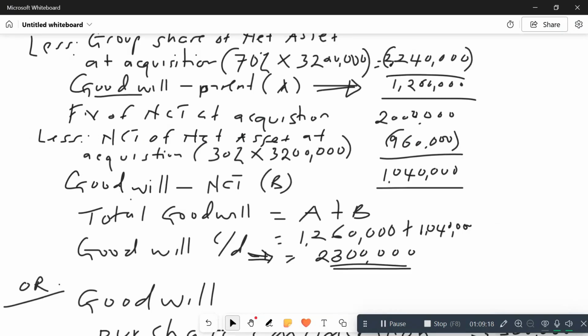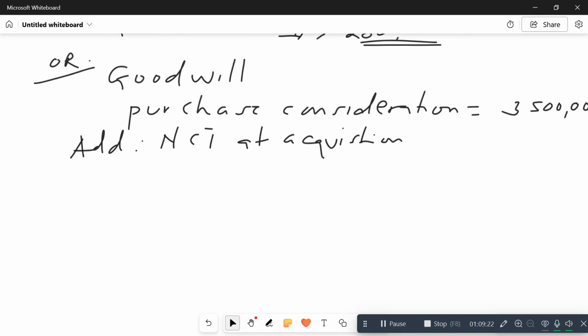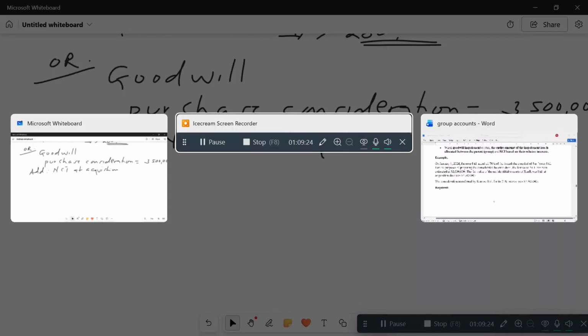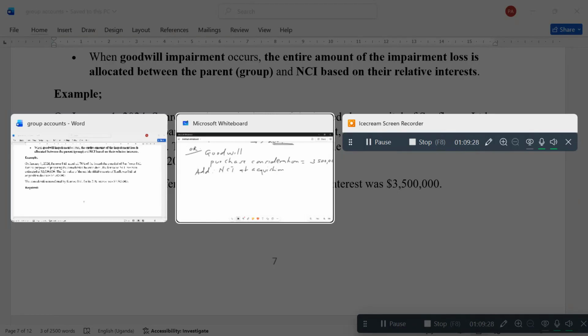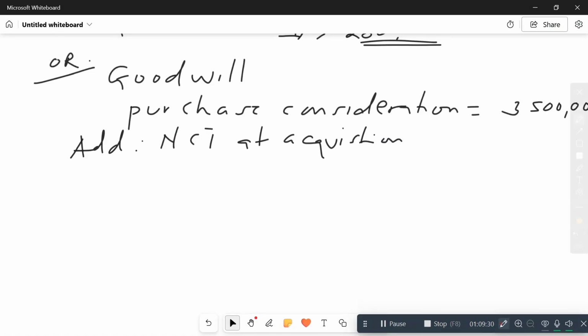Only that, you have done your goodwill using the full method. Let's try to do that. So the fair value of NCI at acquisition is 2 million. Yes, you bring your 2 million, you put it there. Let me put it here.